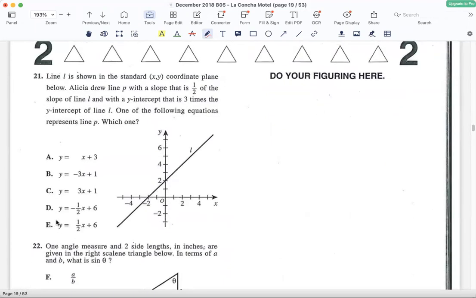Line L is shown in the standard XY coordinate plane below. Alicia drew line P with a slope that is half of the slope of this, and with a y-intercept that is 3 times the y-intercept. What is the equation of line P? Okay, so the slope of this line is 1, right? Because it goes through 0, 2 and minus 2, 0, and the y-intercept is 2. So the desired slope for P, M of P, will be half, and C of P will be 3 by 2. So y is half x plus 3 by 2.